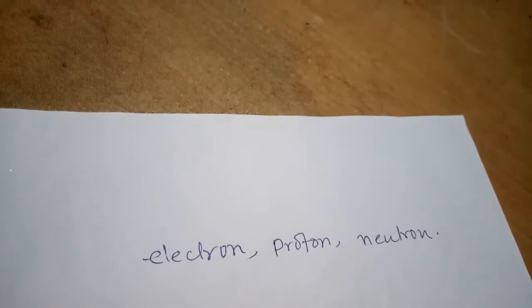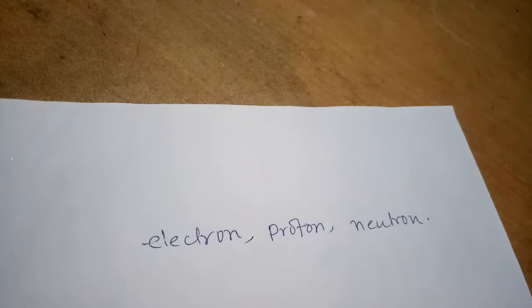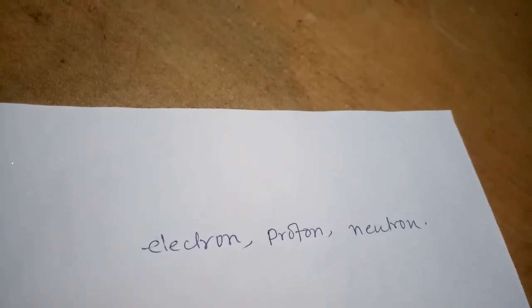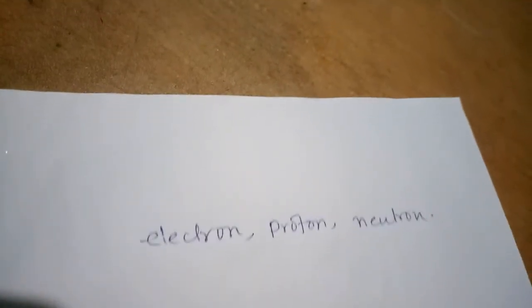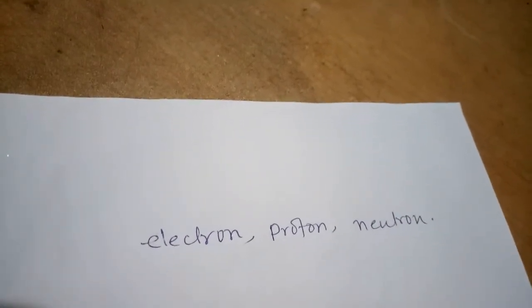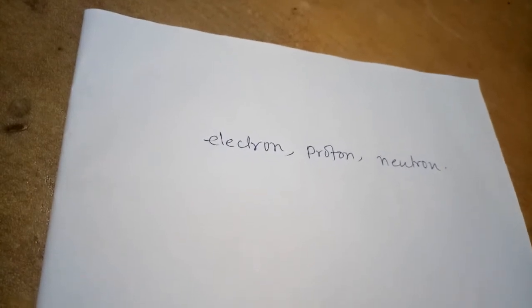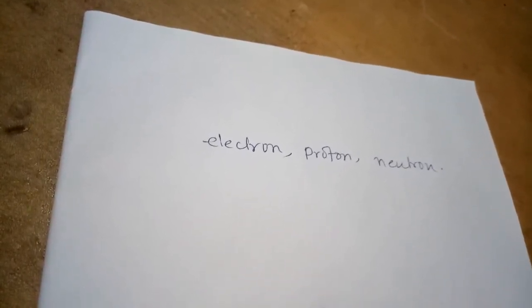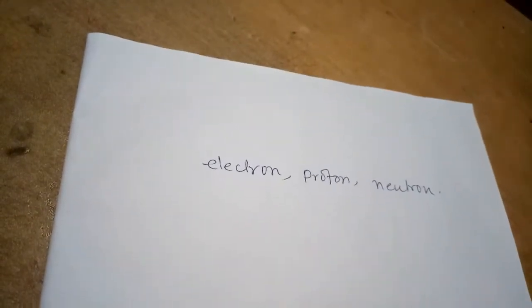Now the next question arises: what is the nature of an atom? What is the shape of an atom? What is the type of an atom? How can the atom be designated, and how are the electrons, protons and neutrons present in an atom? The answer is that the atom is like a sphere, and in this sphere these particles are present.